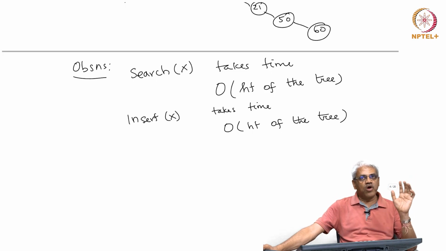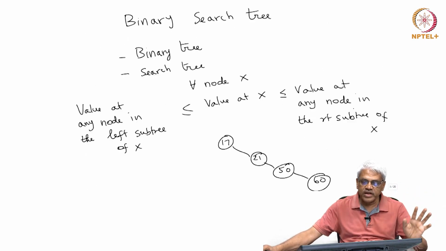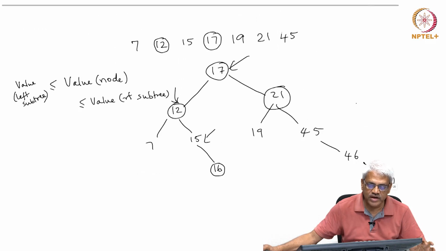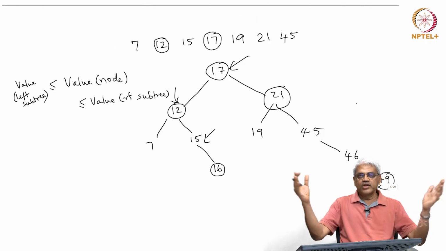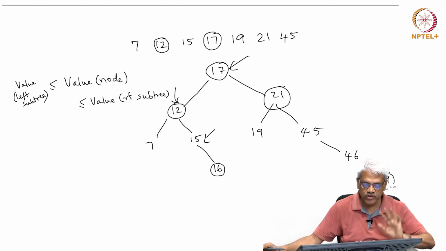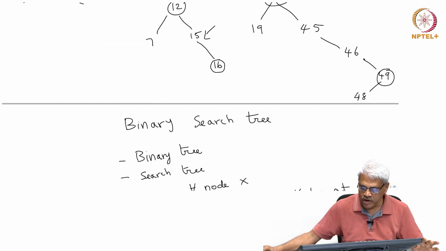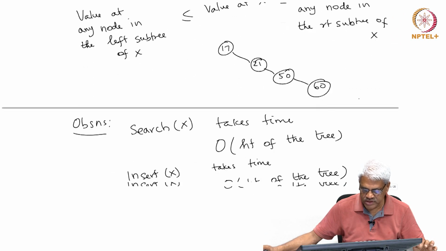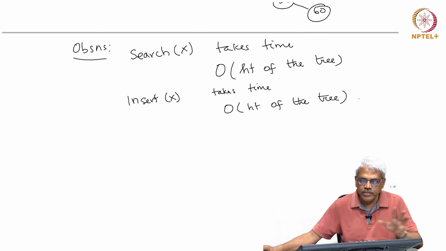Complete binary tree was one such tree, but that was too much to maintain, because after insertion, the tree no longer remains a complete binary tree. I needed to do some more work. So we have still not solved the problem of supporting these two operations in logarithmic time, but here is a start.